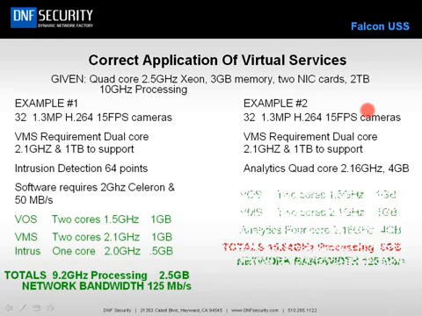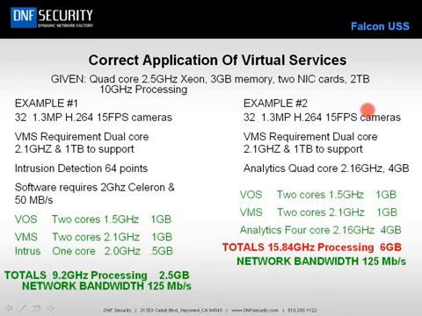Okay. Let's do the math. My virtual OS, I'm sitting at 3 gigahertz, 1 gig of memory. The VMS requirements to process the camera I/O, this is the same again. 2 cores at 2.1. I now have a 4.2 plus 3. I'm at 7.2. The analytics package, though, was 4 cores at 2.16 gigahertz. That gave me a total processing requirement of 15.84 gigahertz, more than 10. It also gave me a memory requirement of 6 gigabytes, certainly more than 3.